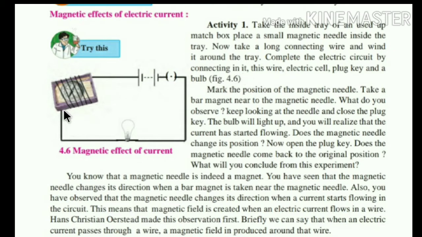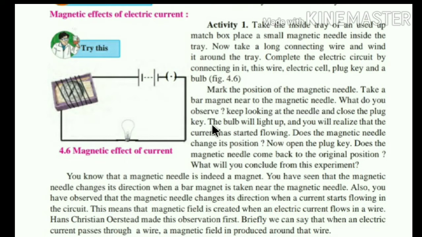So connect this wire. These are the cells, plug key and bulb. We are connecting this simple circuit: electric cell, plug key and a bulb. Mark the position of the magnetic needle. Take a bar magnet near to the magnetic needle.